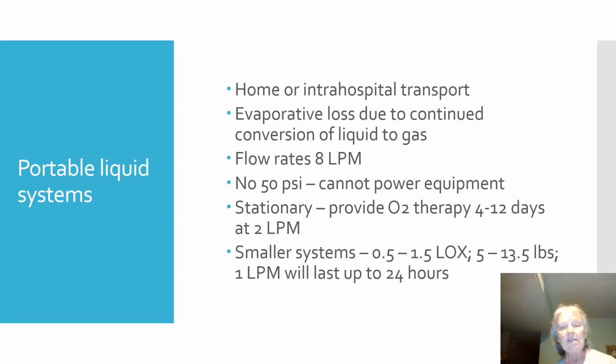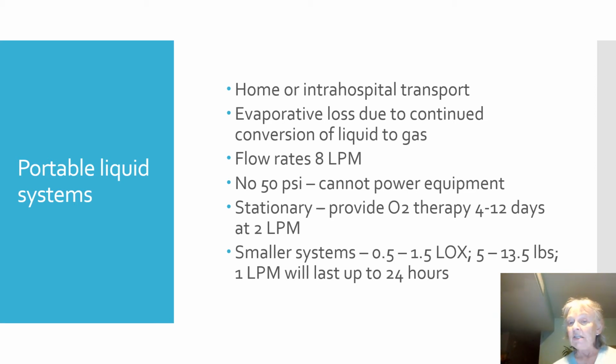So portable liquid systems, home or intra-hospital transport, same thing, guys. You've got to use more than you will lose. Otherwise, they're way too expensive. The flow rates for these, about 8 liters per minute. They don't have 50 psi with them, so we cannot power any of our equipment. Remember, with the home diaphragm compressors, the same thing. They don't have 50 psi, therefore they also cannot be used to power any equipment.